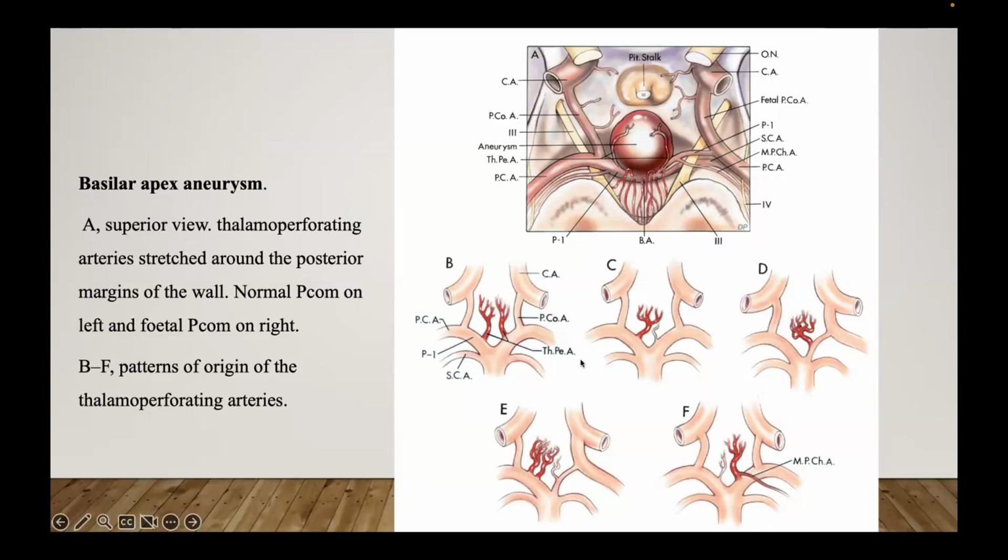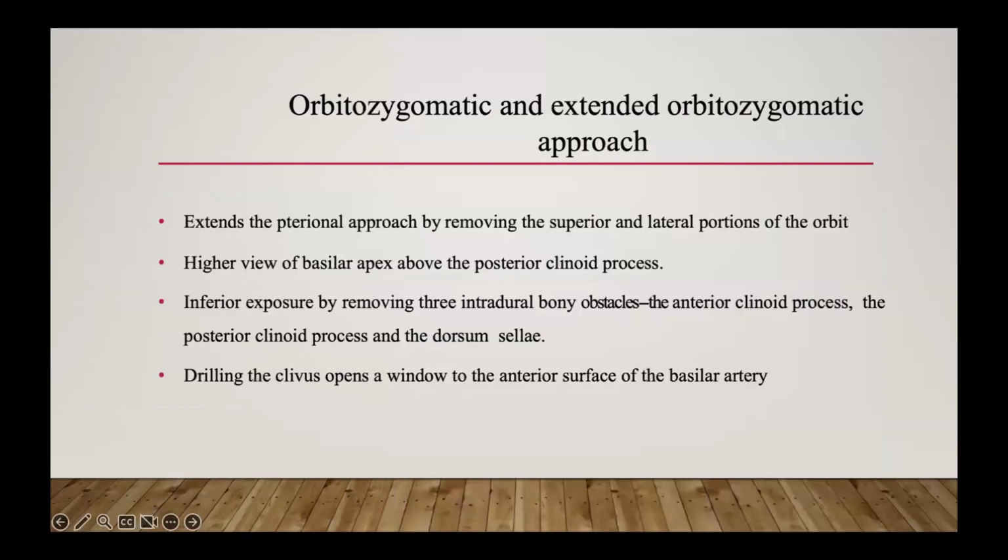However, there are wide variations of perforator arteries, as we can see here. We can see them in all configurations from both vessels. Sometimes they arise from the ipsilateral PCA and also the contralateral PCA, and we can see a wide range of different presentations regarding the location of the perforators.